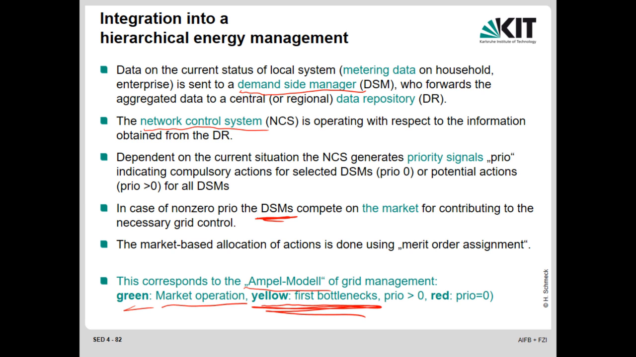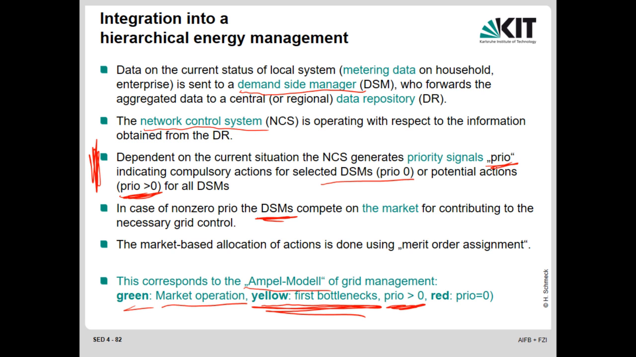And so here it says the priority signal greater than 0. Up here I did not mention it, but I have listed it here. A network control system would generate a priority signal indicating that certain actions are necessary. It may be that some demand side manager has to respond immediately to such a signal, or it may be that, if the priority signal is greater than 0, a certain action is desired but not immediately necessary.